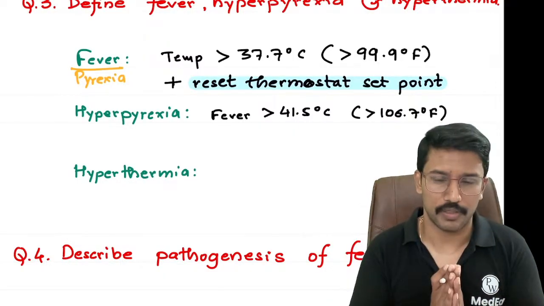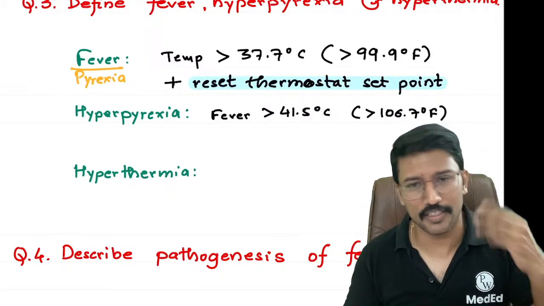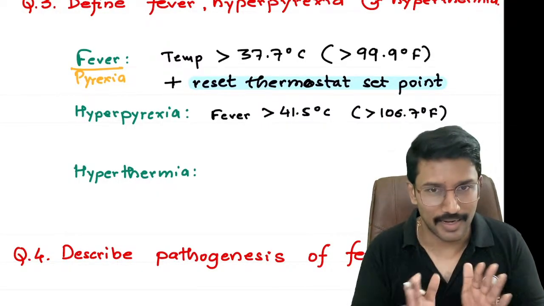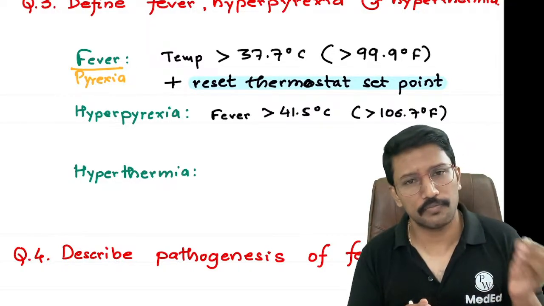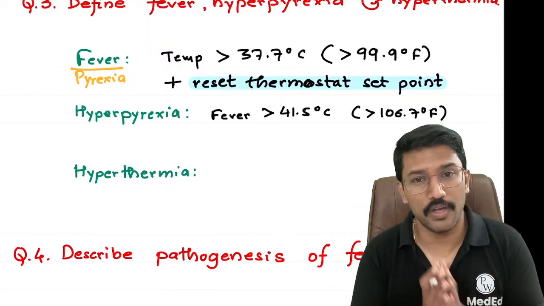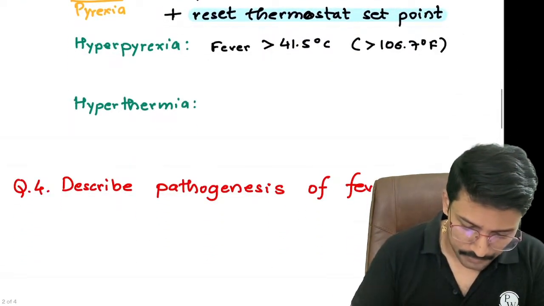So in fever, what happens? The set point itself is elevated. Instead of 37, it has become 38. So now the body is trying to regulate the body temperature at 38. That's fever, right? Hyperpyrexia is a more severe form of fever when the temperature has exceeded 106.7 degrees Fahrenheit. Okay. Then what is hyperthermia?